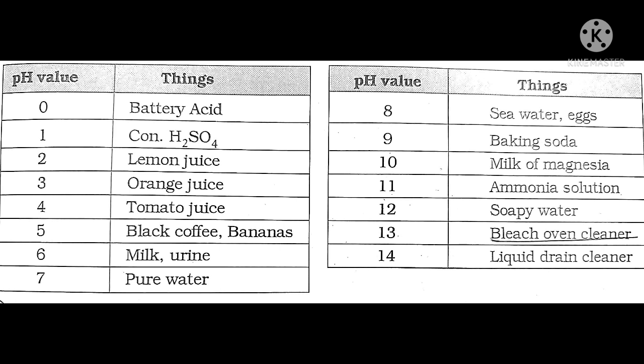Sea water and eggs pH value is 8. Baking soda pH value is 9. Milk of magnesia pH value is 10. Ammonia solution pH value is 11. Soapy water pH value is 12. Bleach and oven cleaner pH value is 13. And the last one, liquid drain cleaner, pH value is 14.